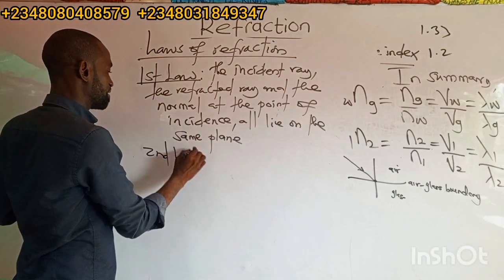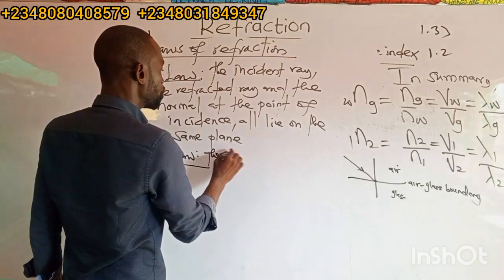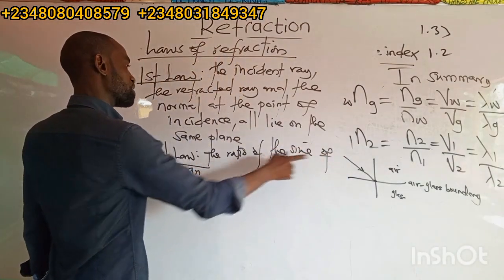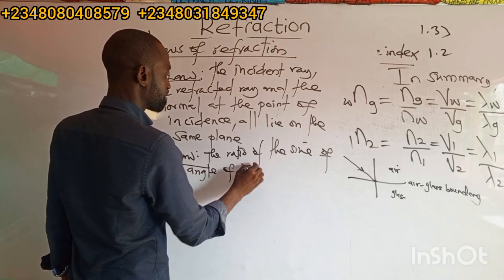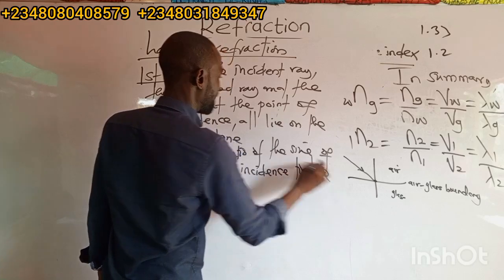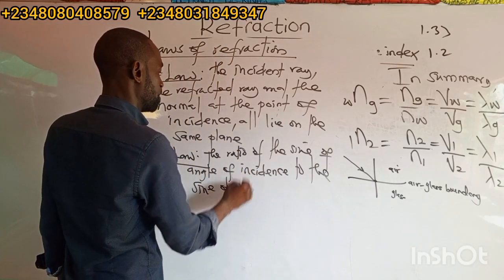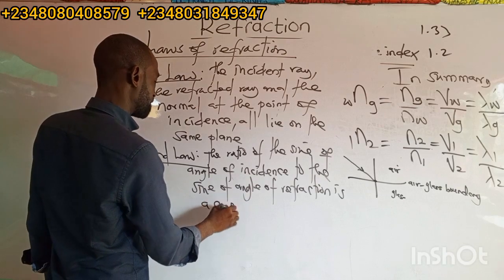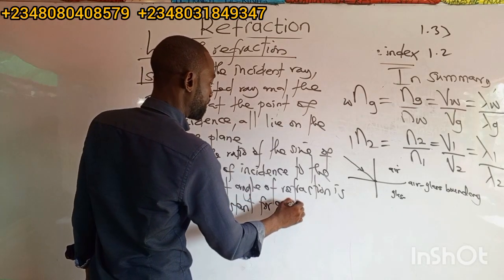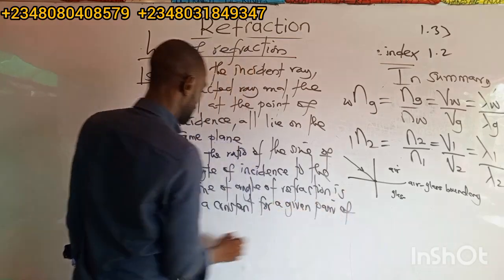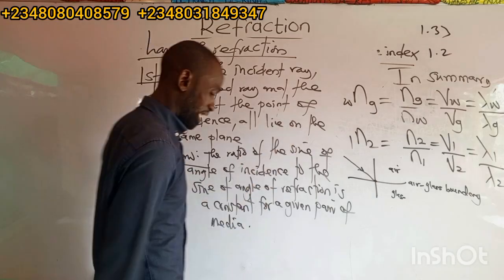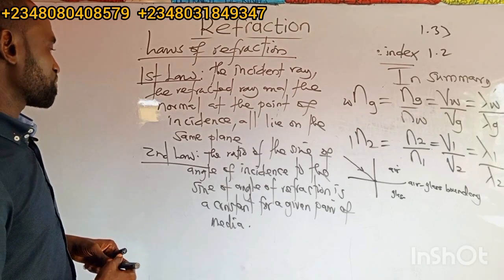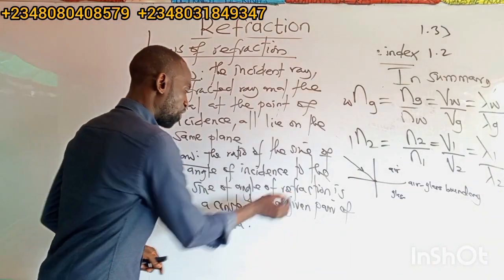Now, the second law is where we are going. This law is very, very important. The second law says that the ratio of the sine of angle of incidence to the sine of angle of refraction is a constant for a given pair of media. So that's the second law. The second law says that the ratio of the sine of angle of incidence to the sine of angle of refraction is a constant for a given pair of media.